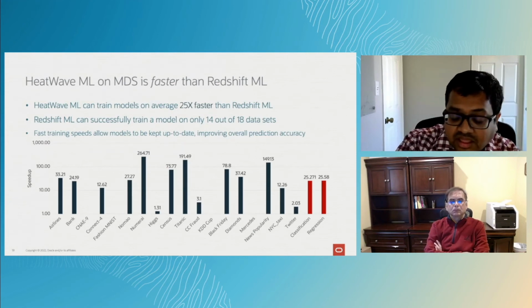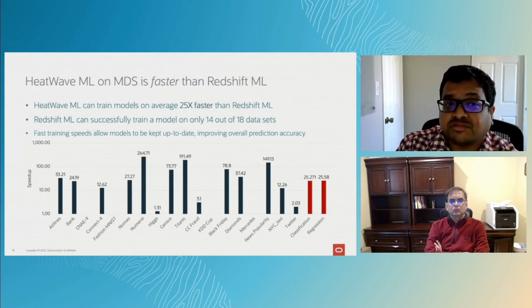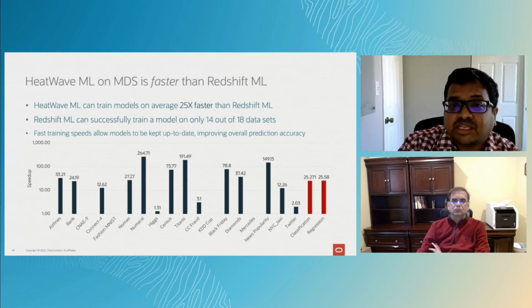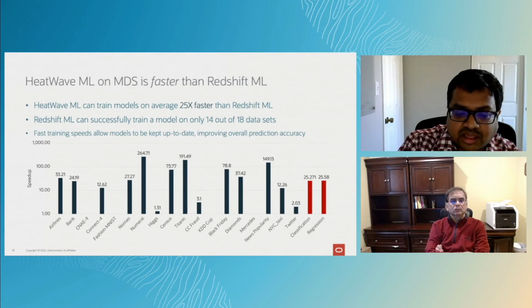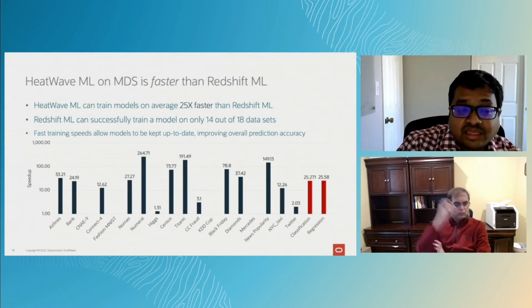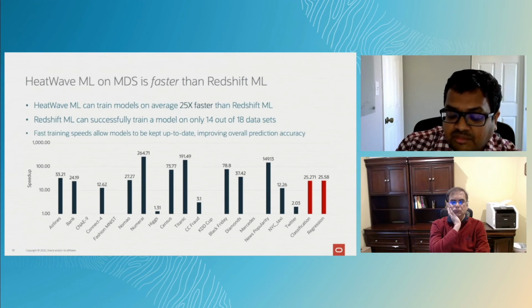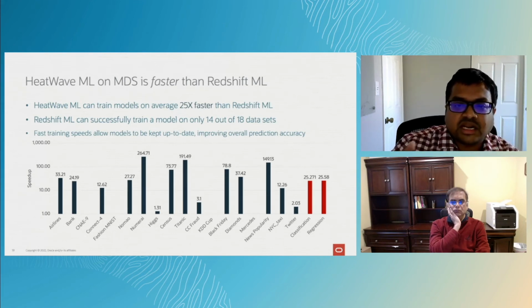Now, the results are amazing. HeatWave on MDS is significantly faster than Redshift ML. How fast? On average, 25x faster, which is an order of magnitude higher. The figure here shows different datasets on the x-axis. The red bars are a summary of the classification and regression datasets from the table in the previous slide. And the y-axis is in a log scale, so these are really high speedups. The speedup is the comparison of the training time between HeatWave and Redshift ML.